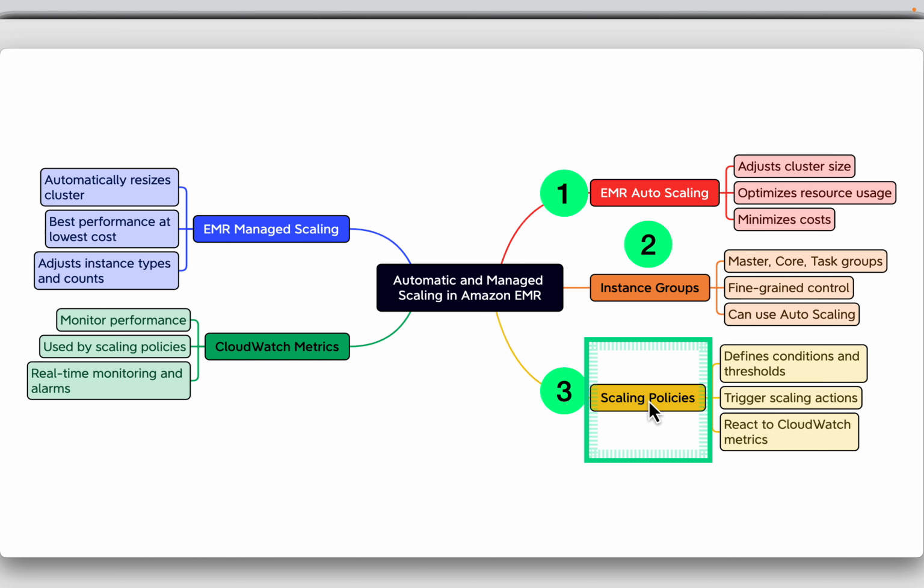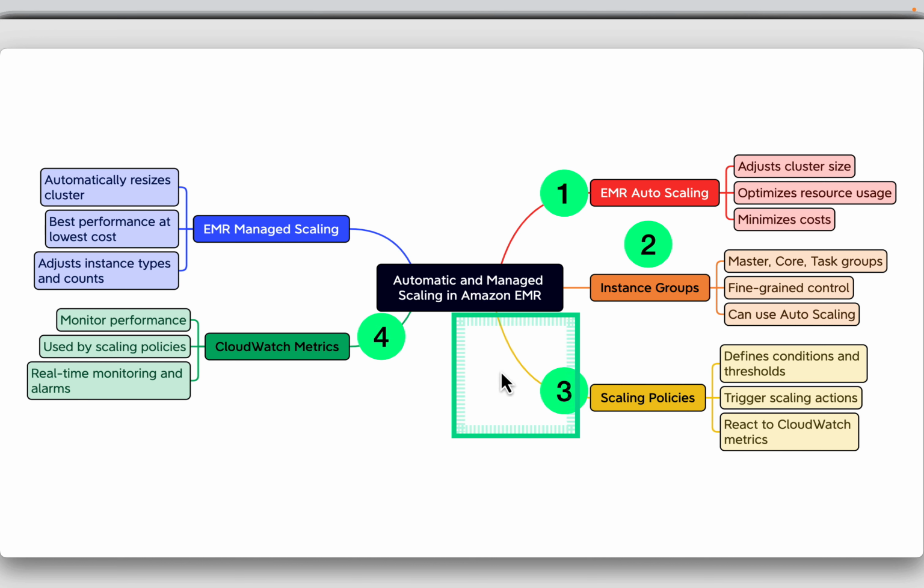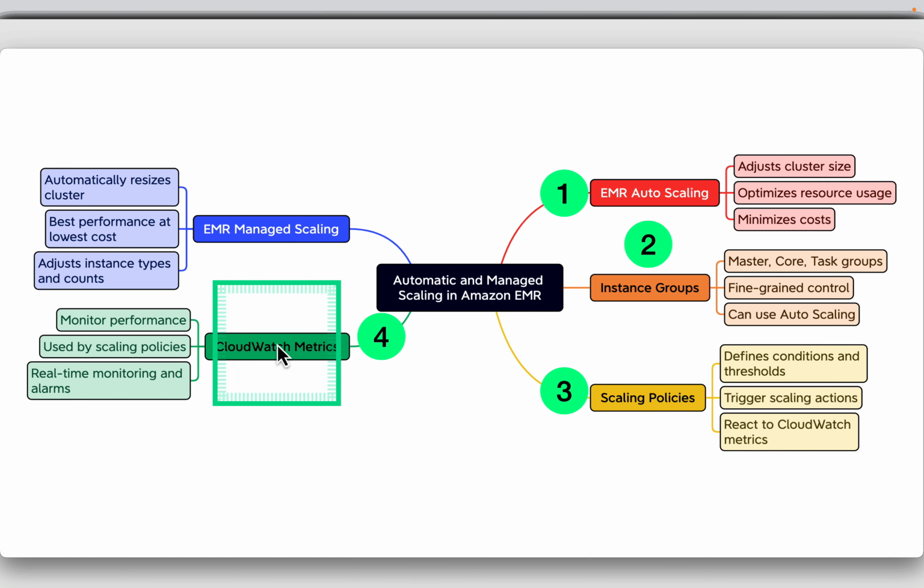Scaling policies. EMR auto scaling uses scaling policies which define conditions and thresholds that trigger scaling actions. You can configure these policies to react to specific Amazon CloudWatch metrics like CPU utilization or data throughput. CloudWatch metrics. Amazon CloudWatch metrics are used to monitor the cluster's performance. These metrics are what scaling policies use to decide when to scale in or out. CloudWatch integrates seamlessly with EMR, providing real-time monitoring and alarms.